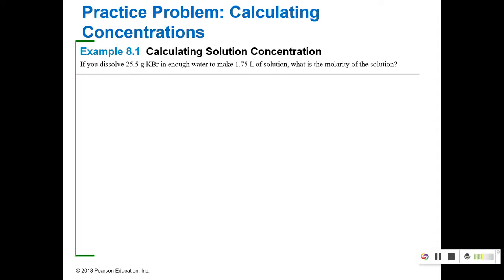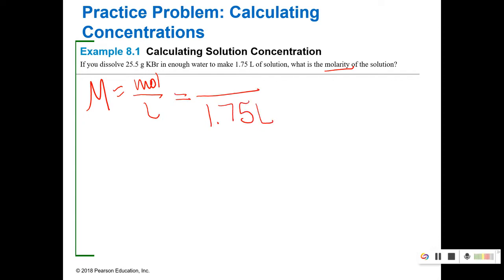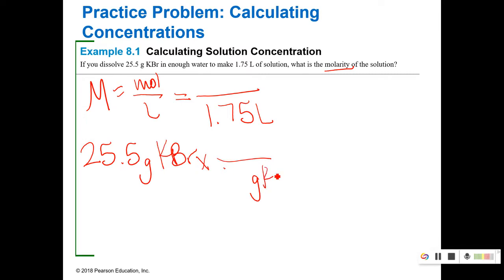So here we are. First problem. So it says, what is the molarity? Remember, molarity is moles per liter. I have liters, 1.75, but I do not have moles. I have to get moles. But look, it did give me grams. Okay, so I've got to get grams to moles. So 25.5 grams KBr. Just remember, this is a one-step problem. Grams KBr is 1 mole KBr.